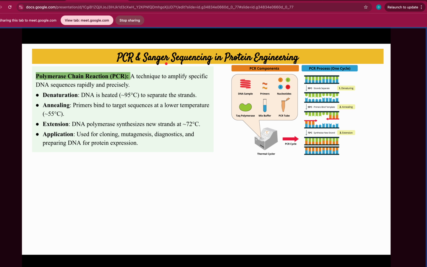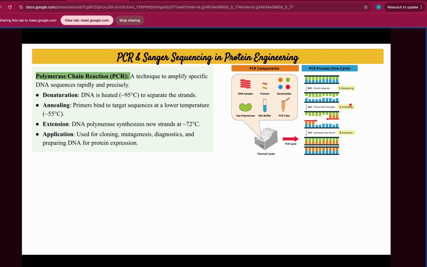In protein engineering, the first step is the synthesis of the nucleotides. In PCR, we amplify the DNA sequences. If we have a small sample, we can make multiple copies through PCR. There are three main steps of PCR: denaturation, annealing and extension. In denaturation, we heat the DNA to 95 degrees centigrade. At this high temperature, the DNA gets denatured into two individual strands.